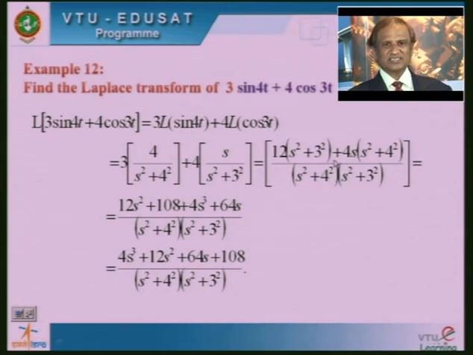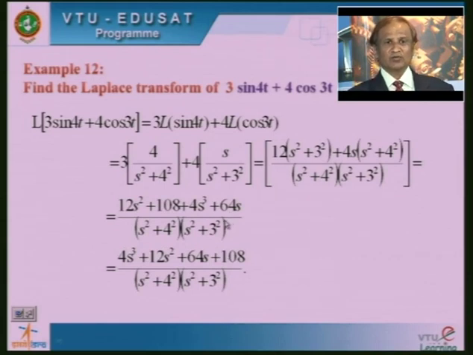So, 4s into s square plus 4 square, multiply 12s square, 12 into 3 square, 4s into s square, 4s into 4 square. Is it clear? I hope we can obtain numerator and denominator. Finally, after simplification, you can obtain the function of s.